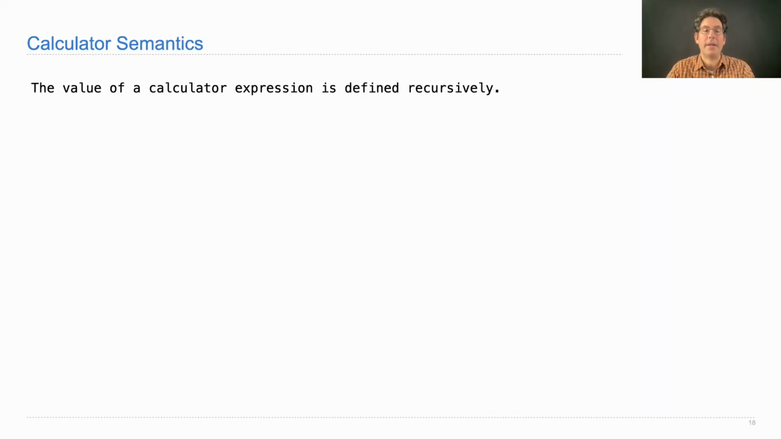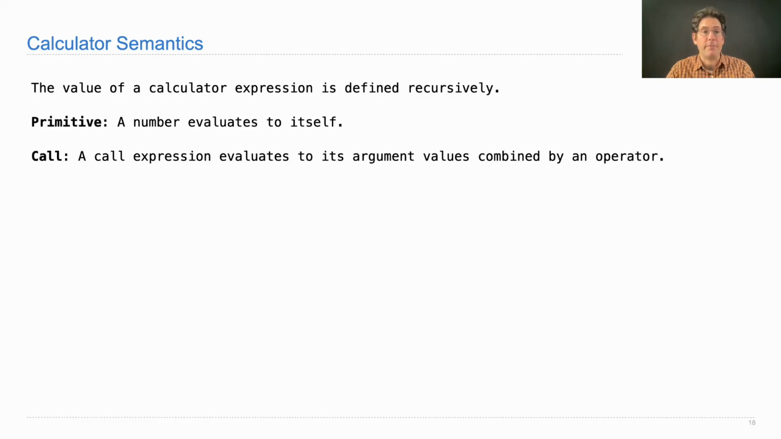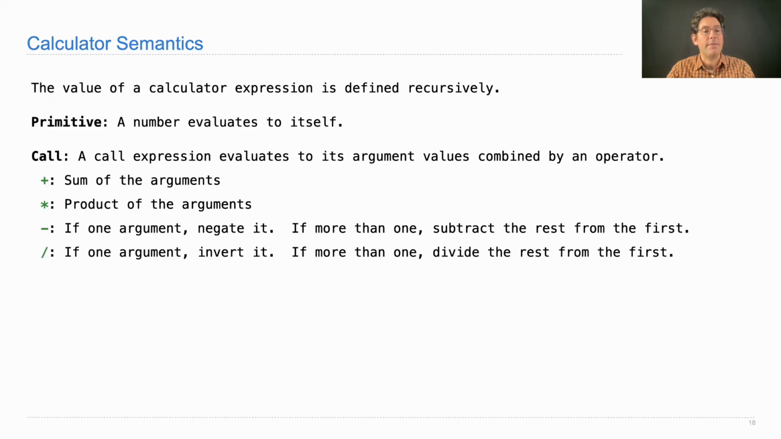Now, calculator semantics is pretty straightforward and matches exactly what scheme does. The value of a calculator expression is defined as such. A number evaluates to itself, and a call expression evaluates to its argument values combined by an operator, where plus sums the arguments, times computes the product of the arguments, and minus and divide are a little more complicated.